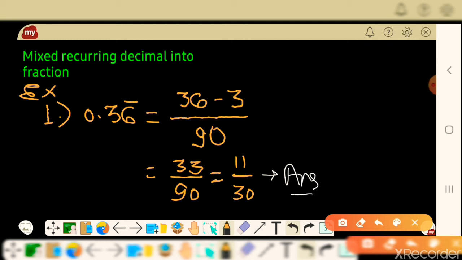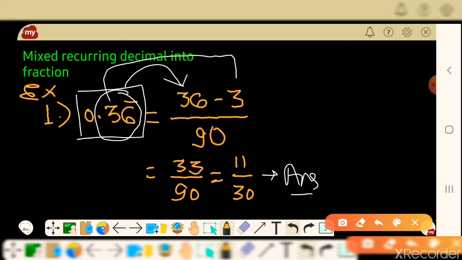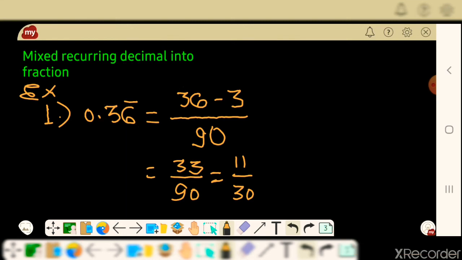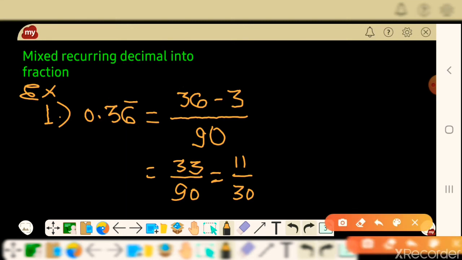Okay, let's do a quick revision of this method. In a mixed number, you have to write the whole number 36 as it is, and you have to look at the number which is not repeating. Here only 3 is not repeating, so we have to subtract this 3 from the whole number 36. That is a part of your numerator.